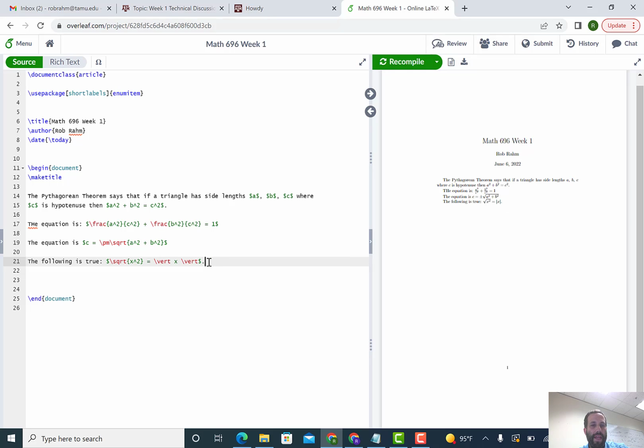Okay, the next thing that I want to show you, actually in the next video I'm going to show you how to define our own command to make this a little better. Instead of writing \vert x \vert, we're going to make our own command that's going to be \abs, and it'll let us, number one, see how to do our own commands, and number two, it'll make this look a little better.